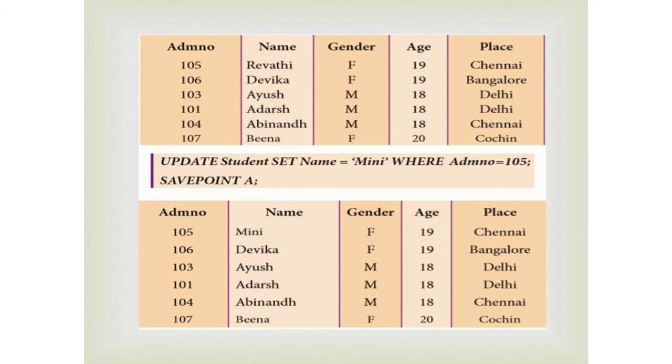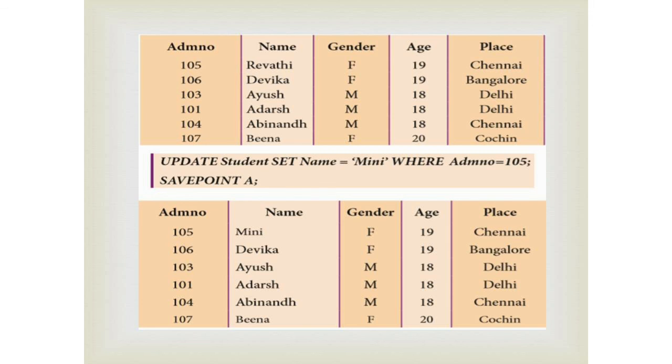Name is equal to Mini. So you are going to change name equal to Mini, where there is a condition: admission number is equal to 105. So where the admission number is 105, the name is going to be set as Mini. Who has the admission number 105? Revati. So you are going to change Revati into Mini.